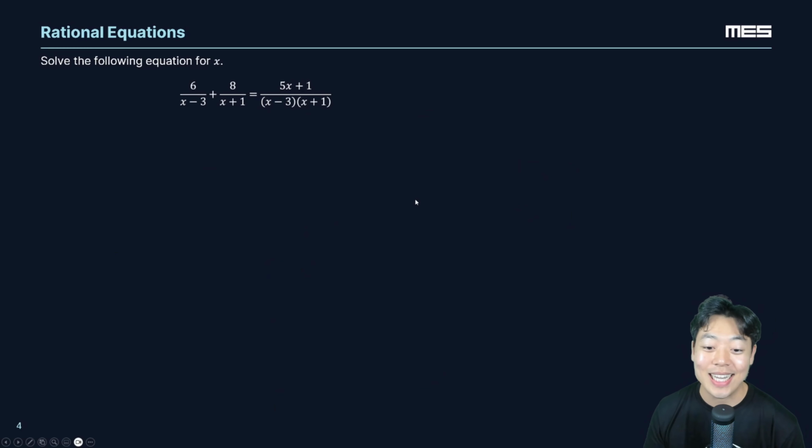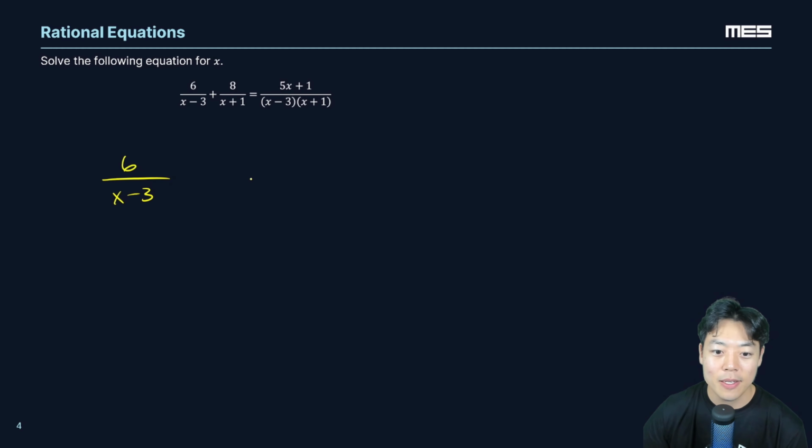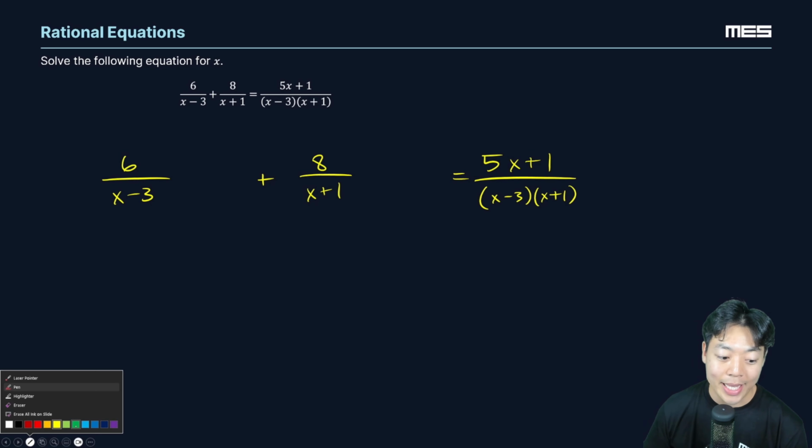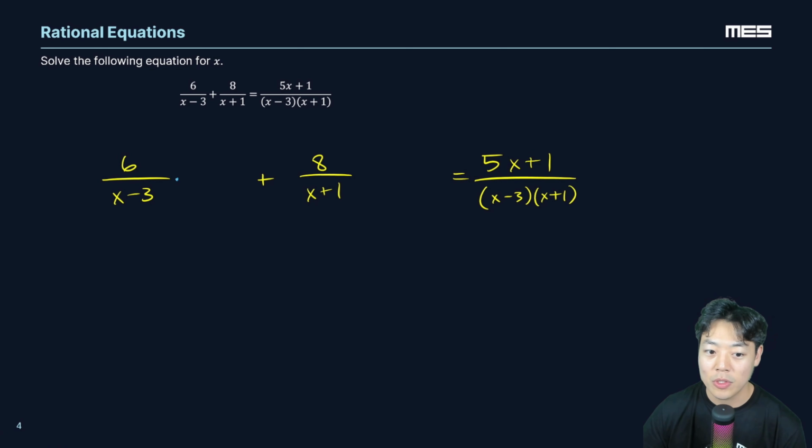Rational equations. These aren't that difficult, but they look more intimidating than they are. Let's take a look. So we have 6 over x minus 3 plus 8 over x plus 1, and this is equal to 5x plus 1 all over both of those denominators multiplied. So in order to get a common denominator, I can multiply x minus 3 times x plus 1 on the bottom. Whatever I do to the bottom, I must do to the top.